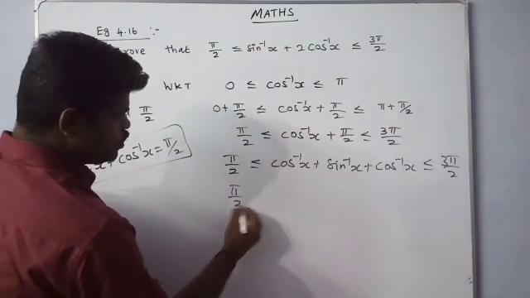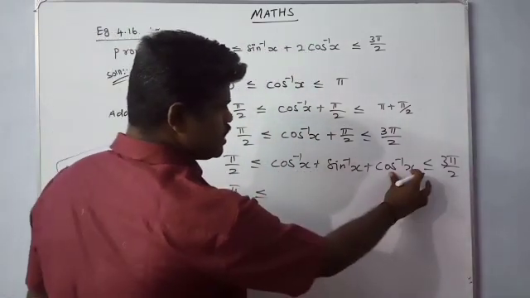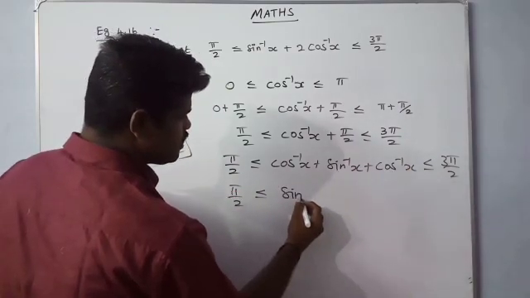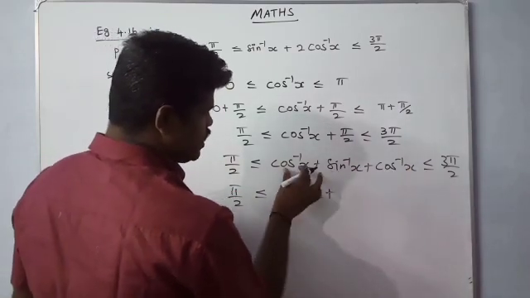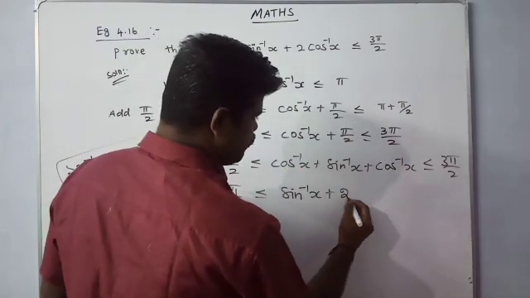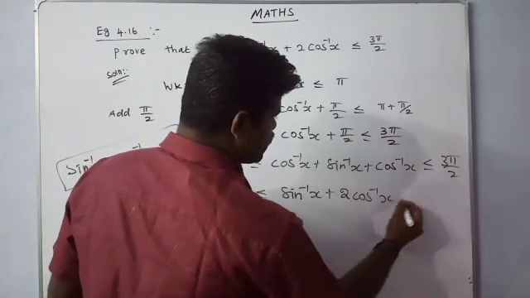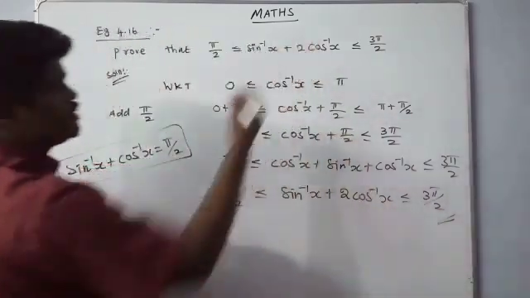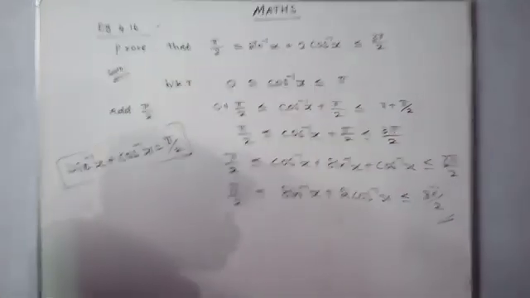Now pi by 2 is less than or equal to sin inverse x plus cos inverse x plus cos inverse x, and cos inverse x plus cos inverse x is 2 cos inverse x. Let us write sin inverse x first, plus 2 cos inverse x, less than or equal to 3 pi by 2. Hence proved. Refer to the sum.